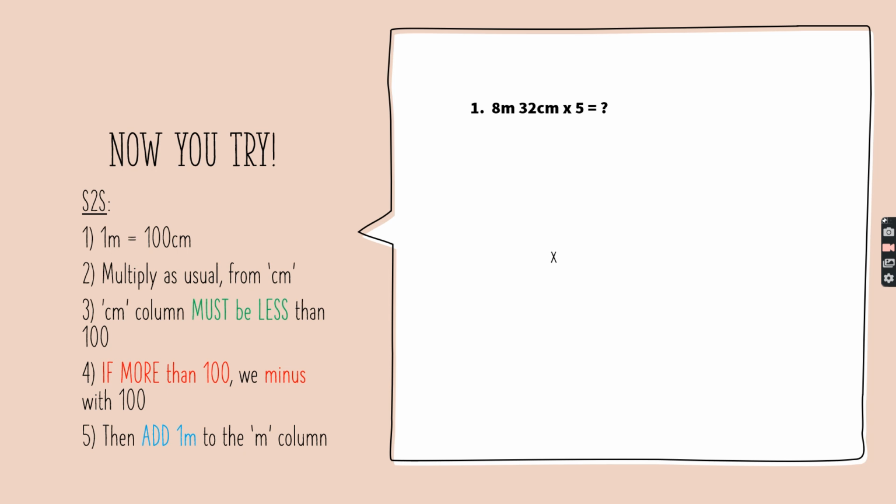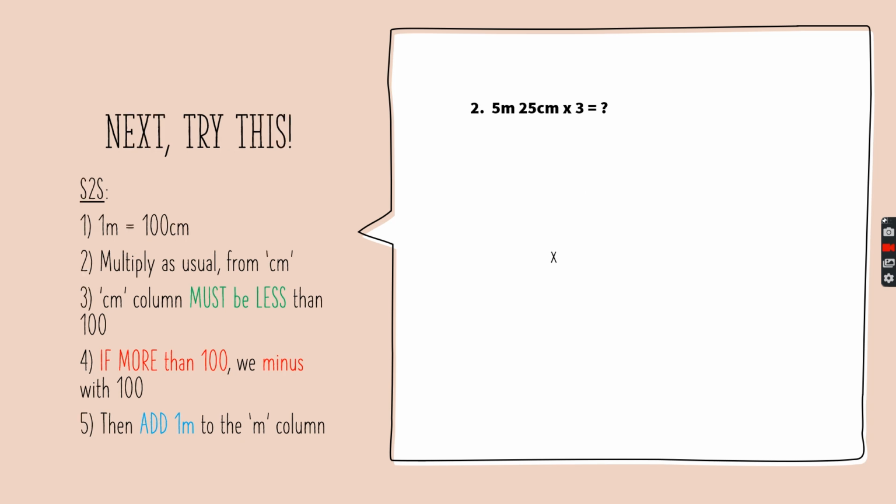Next, you try this question. 8 meters 32 centimeter times 5. Rewrite it in column format and do it one by one. I put up the S2S right here for you to refer to one by one. Your answer should be 41 meter 60 centimeter.